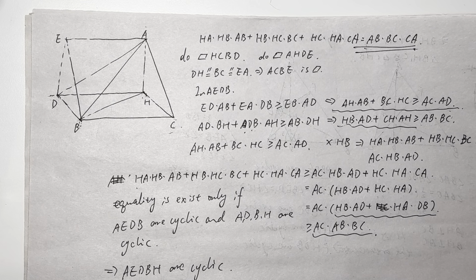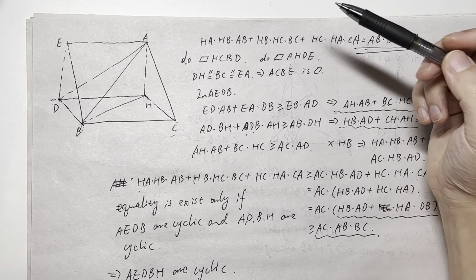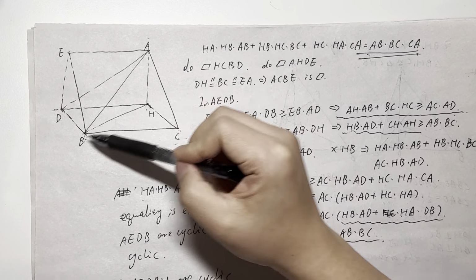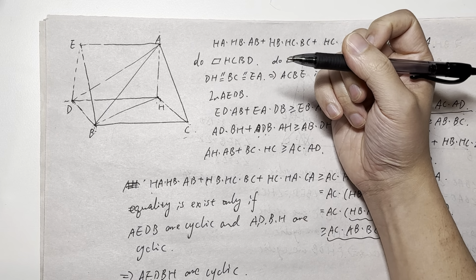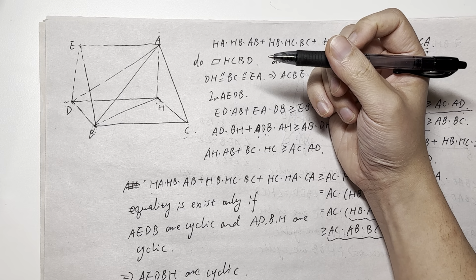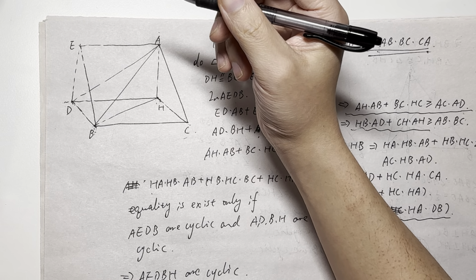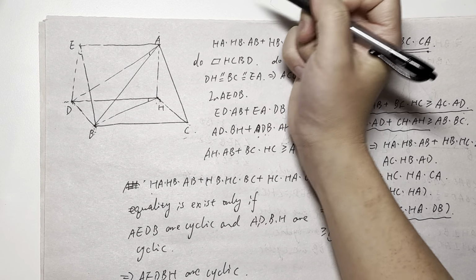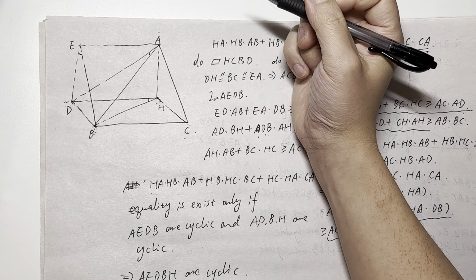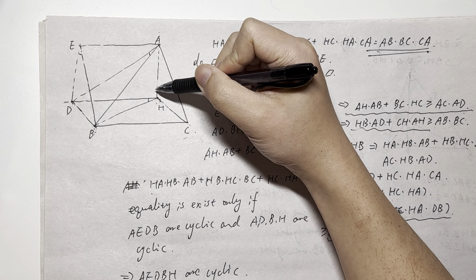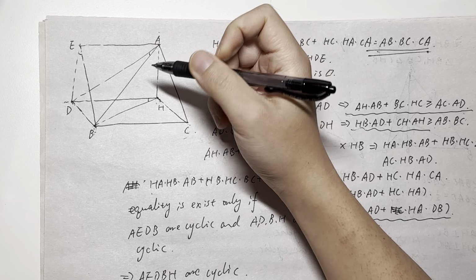So how can we do that? We already know that H is a point, and these 5 points are cyclic. Let's see. That means this angle equals to this angle equals to this angle, right? And also we know that this one equals to, oh, okay, see?